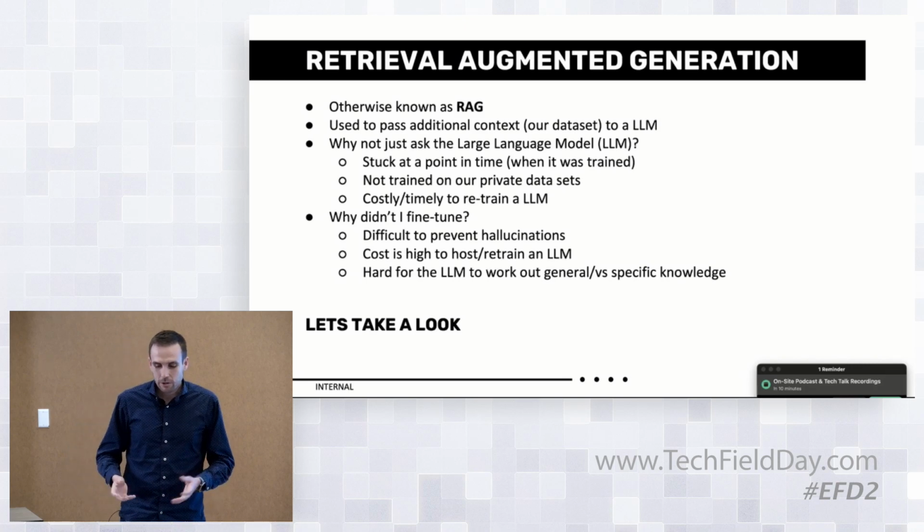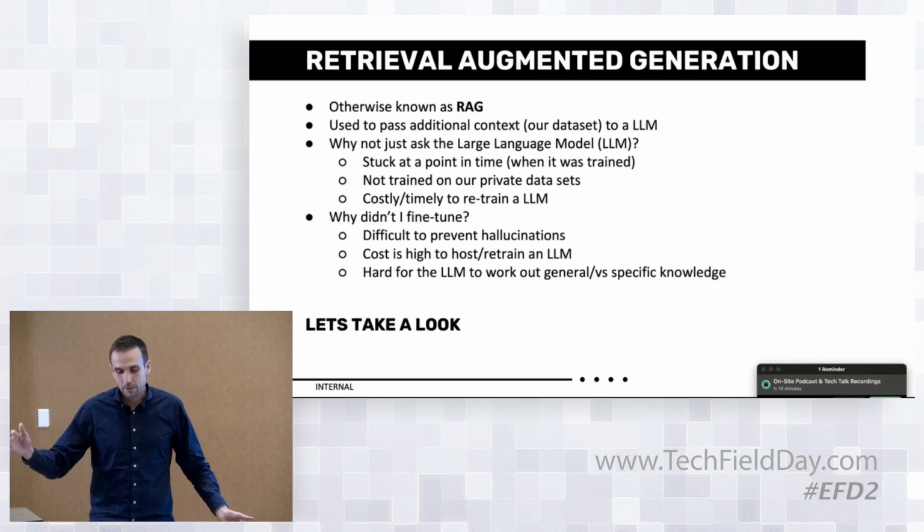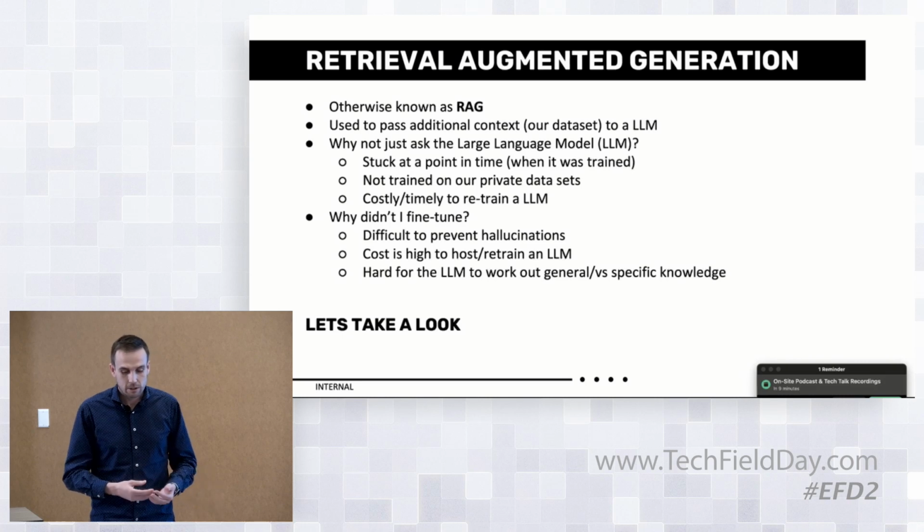Why I didn't fine-tune: I didn't have enough time to go and build out a bunch of fine-tuning data, so this was just an easy way for me to pass it. Plus, fine-tuning comes at a cost as well, apart from just the cost to actually train and retrain and host your own large language model. OpenAI can now support that via their APIs too, which is pretty neat. But it's difficult to prevent hallucinations and a bunch of other things. So I went down the RAG method.